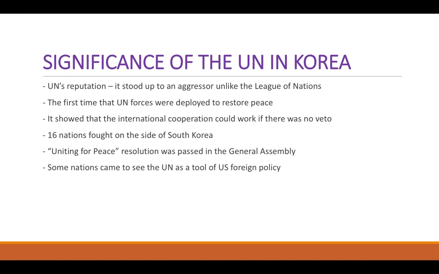Also, it was the first time that UN forces were deployed to restore peace in another country. It showed that international cooperation could work if there was no veto, because when USSR was absent, things got done quite swiftly, as nobody would block the decision, so it was quite quick. 16 nations fought on the side of South Korea. The Uniting for Peace resolution was passed in the General Assembly, and some nations came to see the UN as a tool of US foreign policy due to Douglas MacArthur's actions.